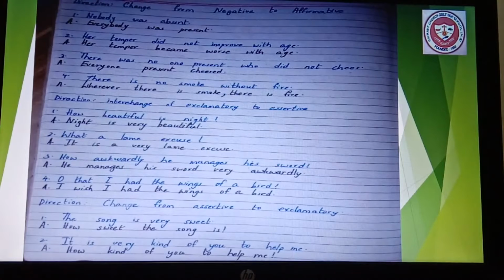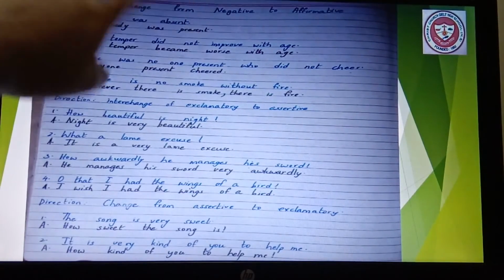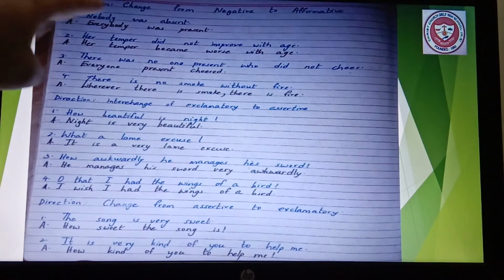Next direction again. From negative to affirmative. Before we did from affirmative to negative, now we'll do from negative to affirmative. Nobody was absent. That means everybody was present. So I'm simply seeing from absent, I'm making it present. I'm simply using opposites, antonyms.